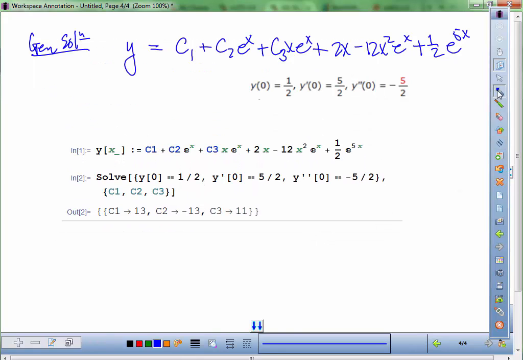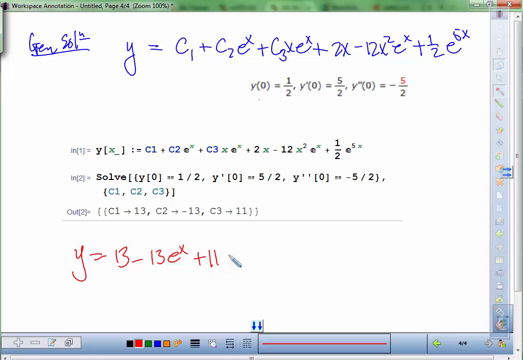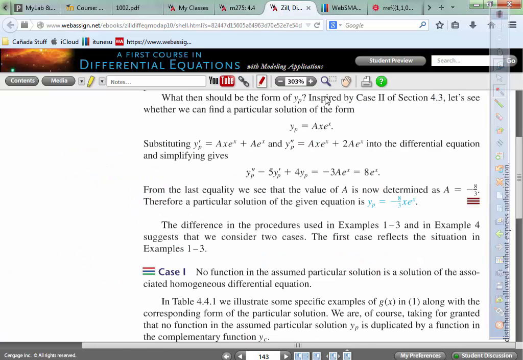So my general solution, or I call it particular solution, my answer should be 13 minus 13 e to the x plus 11 x e to the x plus all this other stuff. So hopefully that's the correct answer. I suppose I can check.